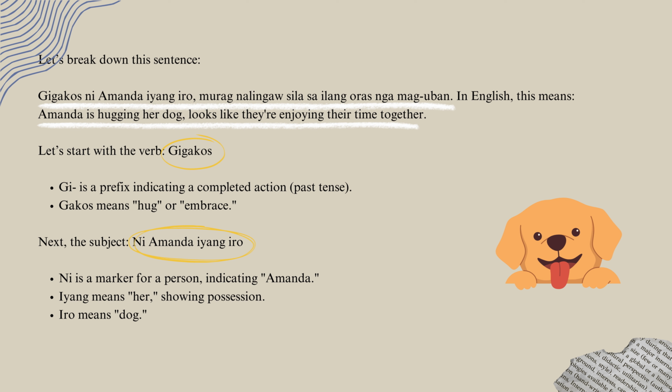Let's start with the verb gigakos. Gi is a prefix indicating a completed action, past tense. Gakos means hug or embrace. Next, the subject. Ni Amanda iyang iro. Ni is a marker for a person indicating Amanda. Iyang means her, showing possession. Iro means dog.